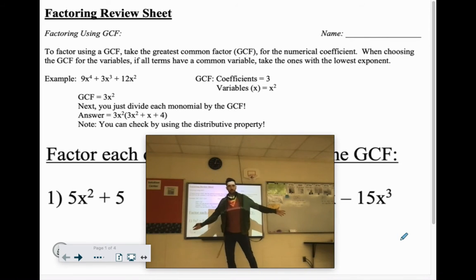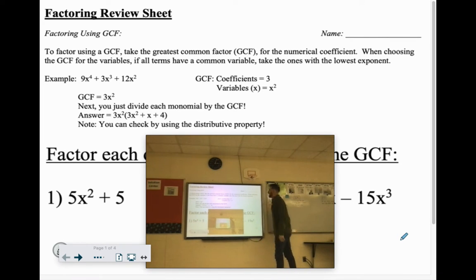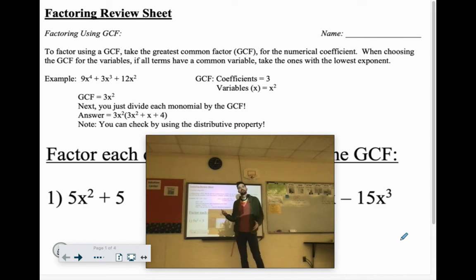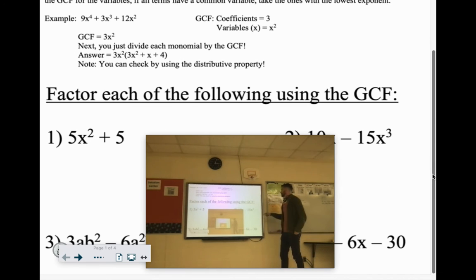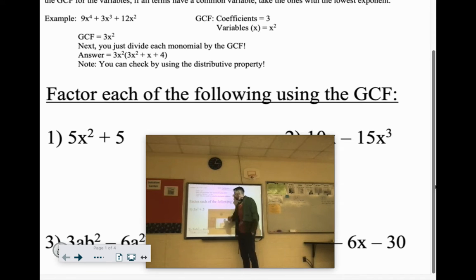Factoring review, we could always use some review of factoring, right? All right, first thing we're going to factor is with a GCF, a greatest common factor, which you should always check for first. So if you look at number one here, 5x squared plus 5, what do those have in common?